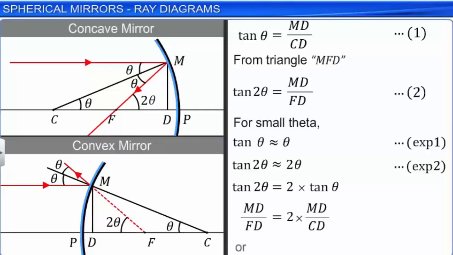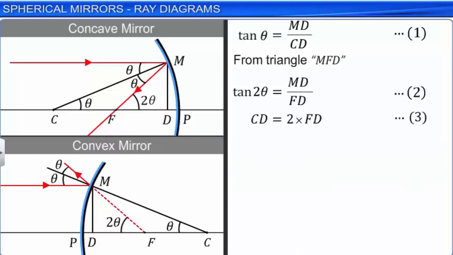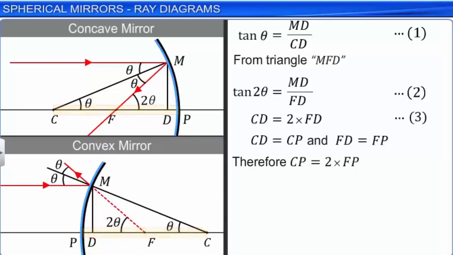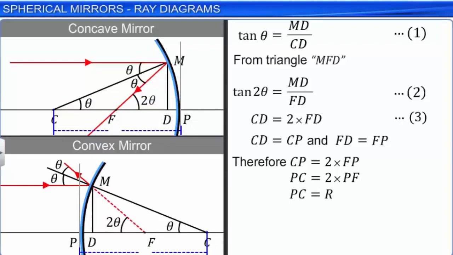For paraxial rays, the two points P and D are very close to each other, and hence we can assume that CD is equal to CP and FD is equal to FP. Therefore, CP is equal to 2 into FP. This equation can also be written as PC is equal to 2 into PF. But PC is the radius of curvature R and PF is the focal length f. Therefore, R is equal to 2f. Now let us study the images formed by spherical mirrors.